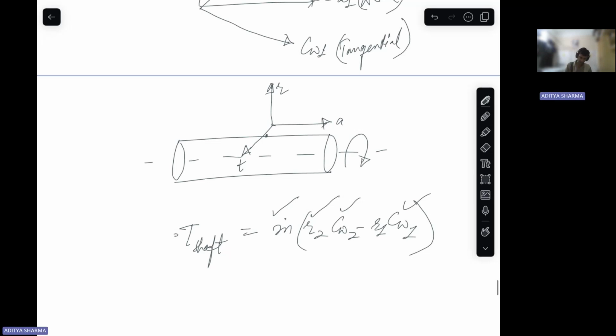Right. Then one quick brief discussion on this, but this is from your lecture only. This is the blade and this is the movement of the blade. This is your inlet.